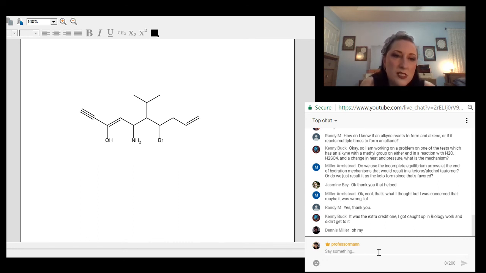Kenny, that one has the same reaction mechanism. It was the very first hydration we learned with the alkenes. It's the same exact thing, except the product is the tautomer that converts it to the ketone. So think of that.